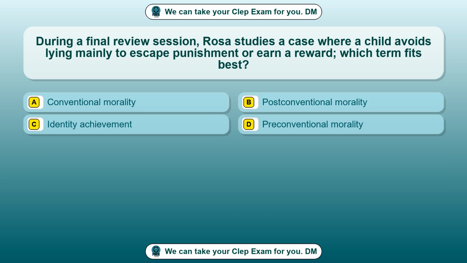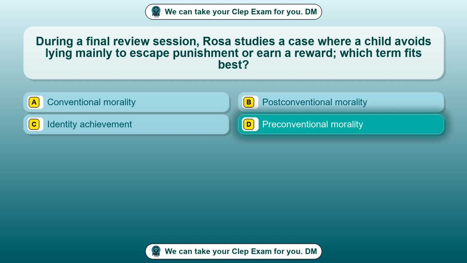Question 22. During a final review session, Rosa studies a case where a child avoids lying mainly to escape punishment or earn a reward. Which term fits best? Option A, conventional morality. Option B, post-conventional morality. Option C, identity achievement. Option D, pre-conventional morality.